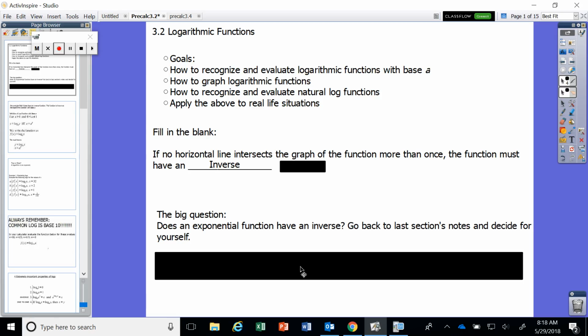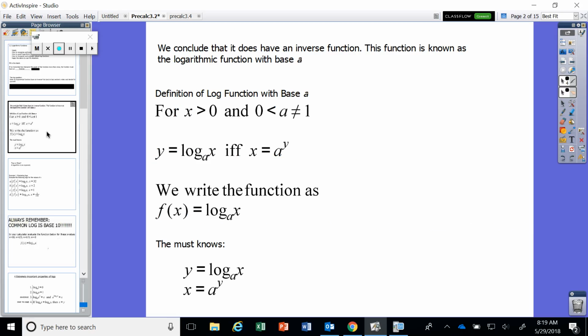Well, ladies and gentlemen, hopefully you understand that it did pass the horizontal line test. It does pass the horizontal line test, so it does have an inverse. Do you know what that inverse function is? The inverse function is exactly the topic of conversation for this lesson, the logarithmic function. So the exponential function's inverse is the logarithmic function of base a.